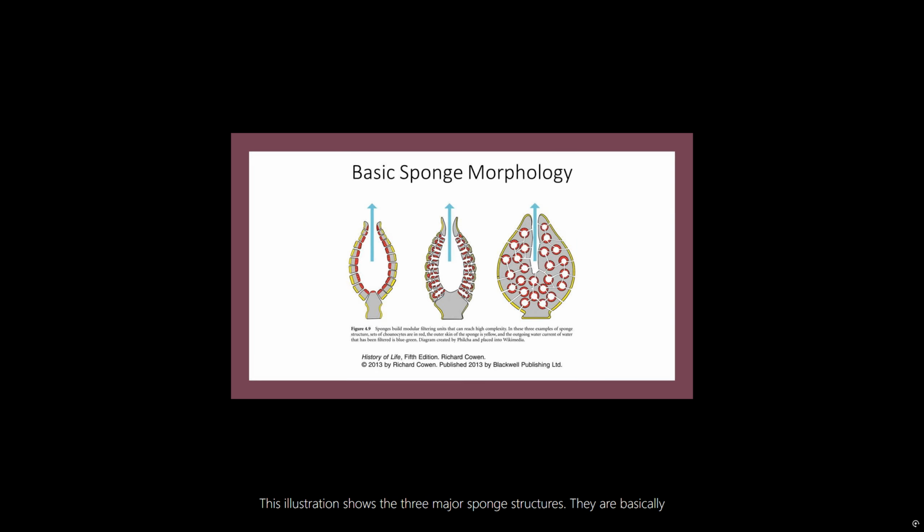This illustration shows the three major sponge structures. They are basically modular filtering units. The choanocytes are red, and the outer skin is yellow. The blue arrow denotes the outgoing water current as they feed.